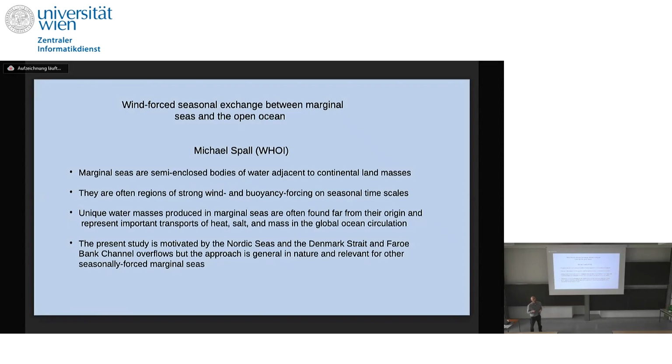The scale I'm thinking about is large compared to the baroclinic deformation radius. So rotation is important for these problems. It's not like an estuary, okay, much larger scales.